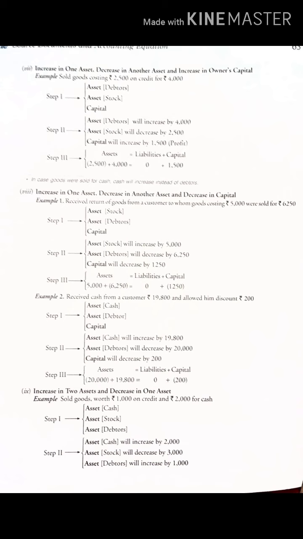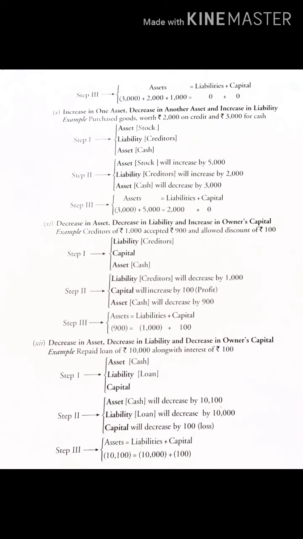Fine. You check out the accounting equation for that. Whatever assets are there, you will add all the assets. Whatever will be the reduction in the assets, you will reduce it. No liabilities, no capital in this. So find out what will be the answer. Okay. Now next example. Increase in one asset, decrease in another asset and increase in liability.